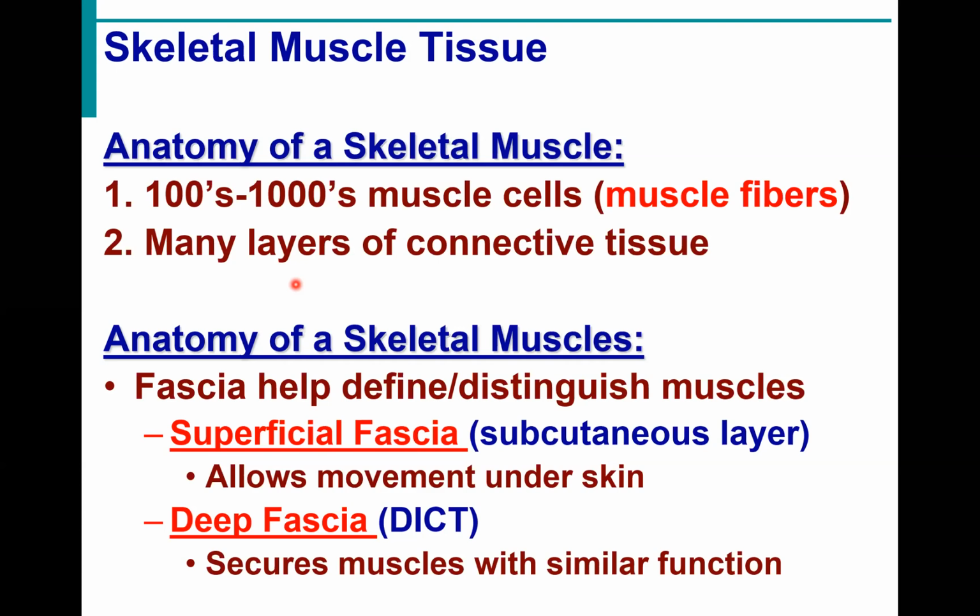We called it the fascia lata. It stabilizes the muscles of the leg. It acts as a pressure cuff, and we talked about all those things when we did that. That would be an example of what we call a deep fascia. Deep fascias secure muscles that work together.